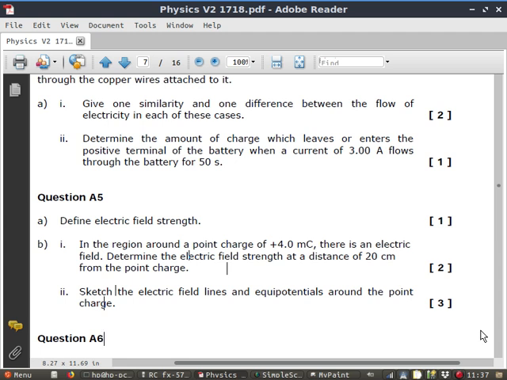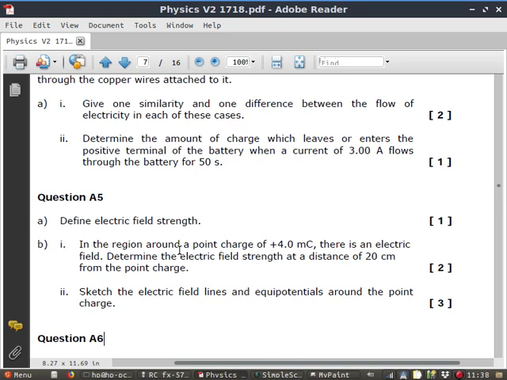Okay. Finished, Ben? Okay, Ben. What was your first one? E is defined as the force experienced by a particle per unit charge of the particle. Good, fine. Now, next one.